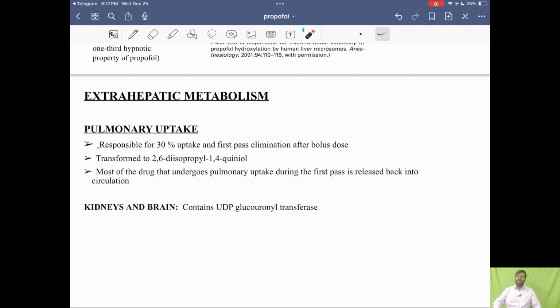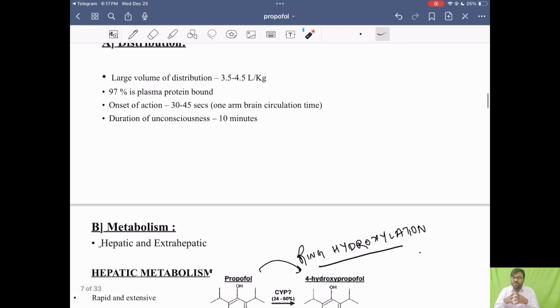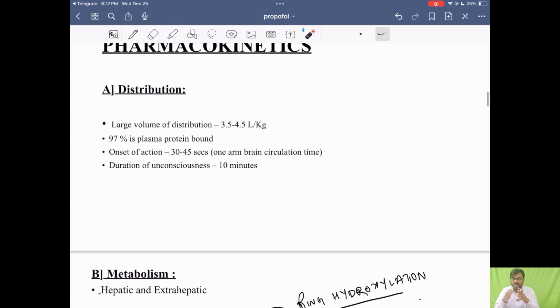So what have we discussed? We have discussed the structure of propofol, how propofol looks, and what its contents are. We have discussed the mechanism of action, how it acts on the GABA receptors. It increases the duration of attachment, it increases chloride conductance, it causes hyperpolarization, and then we see the effect of propofol. Then we discussed the volume of distribution, how it is distributed, what the onset of action is, how long it takes for consciousness to come back, and now we have discussed its metabolism.